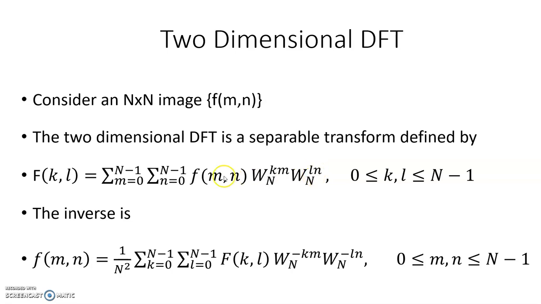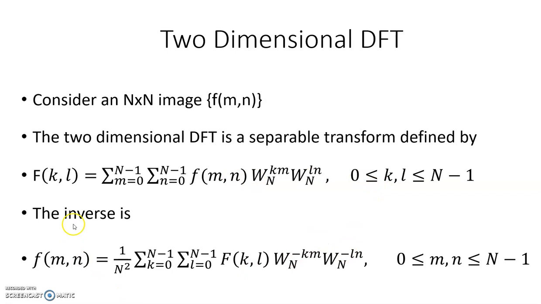Okay. So here we can simply consider this expression as F(k,l) equal to your input image multiplied by some basis function. This basis is separable. When I consider the separable transform, this basis I can write one is W_N raised to km, then another one is W_N raised to ln, where you can see F(k,l), I have two dimensions, one is k and l. Similarly, in the spatial domain I have m and n. So one is W_N raised to km, and second one is W_N raised to ln.